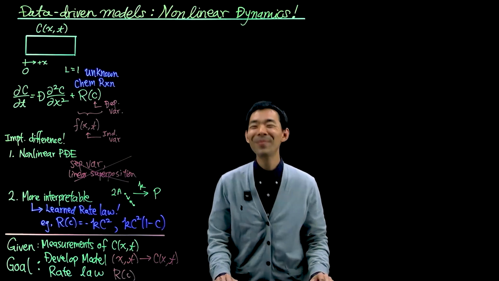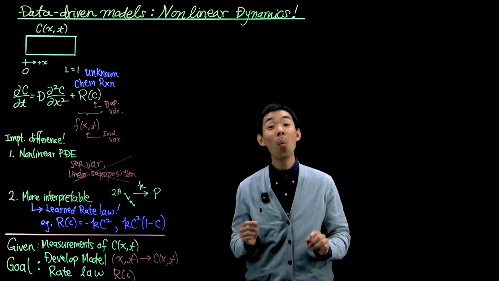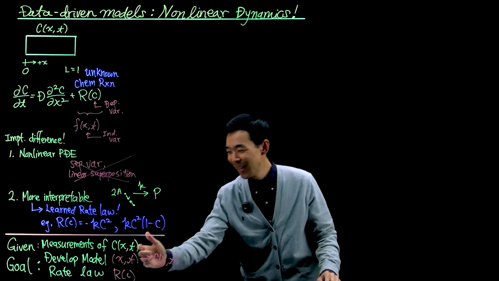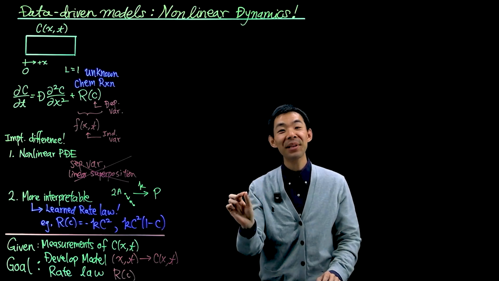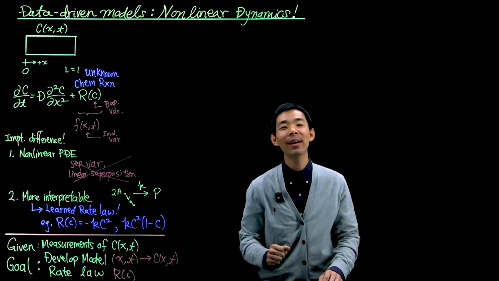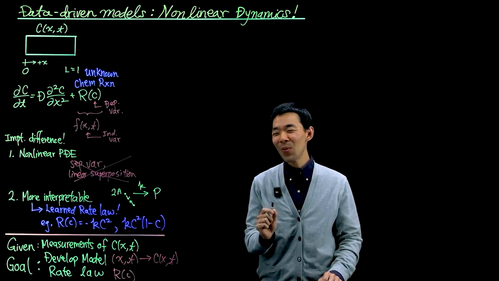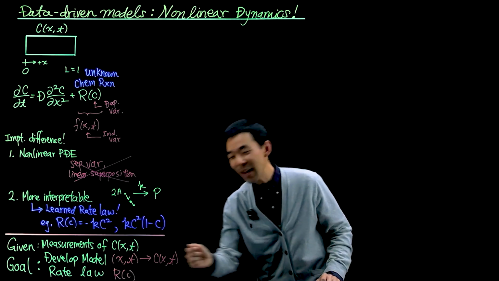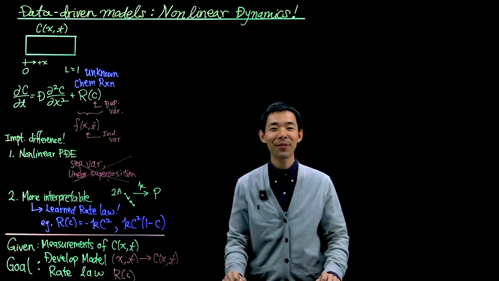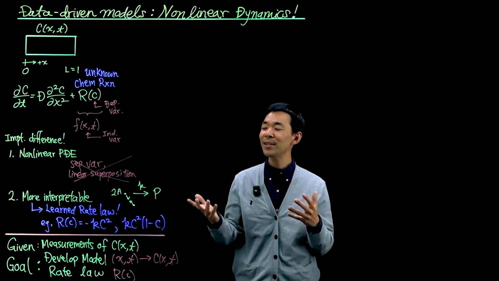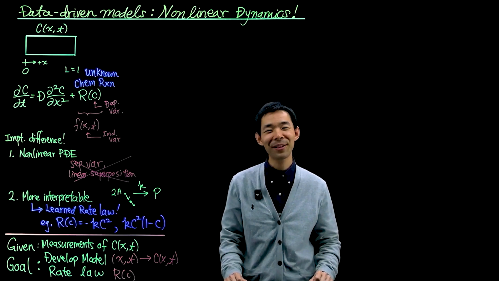So our goal is to develop a model, once again, just like we always have been doing throughout this entire series, that maps position and time to some chemical concentration, C. Also, we'd like to develop a rate law, R, as some function of C, because you're a biophysicist and you want to develop a model based on your chemical concentration measurements.